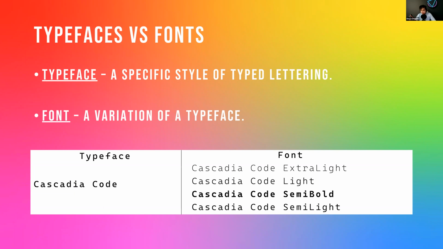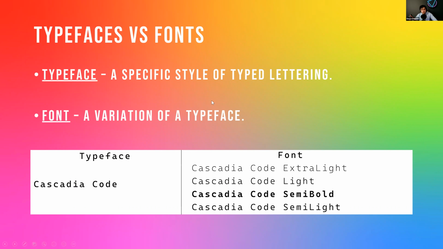In this example I have right here, we have the typeface Cascadia Code. And on the right, we have its variants or its fonts. We have Cascadia Code Extra Light, Light, Semi-Bold, and Semi-Light. You can think of a typeface as a package of various fonts. That's the way I understand it, and the way I think makes the most sense. Think of a typeface as a folder that holds variations of that stylized version of lettering.